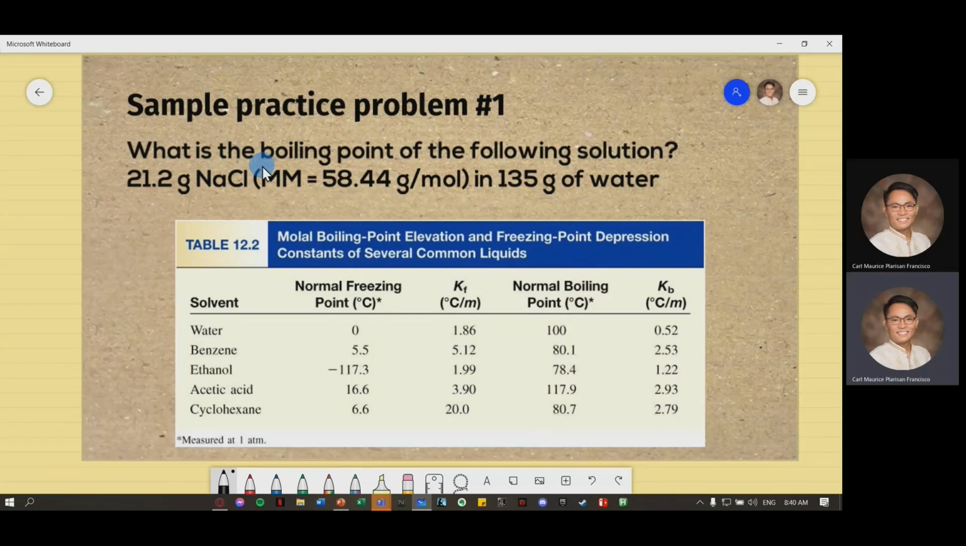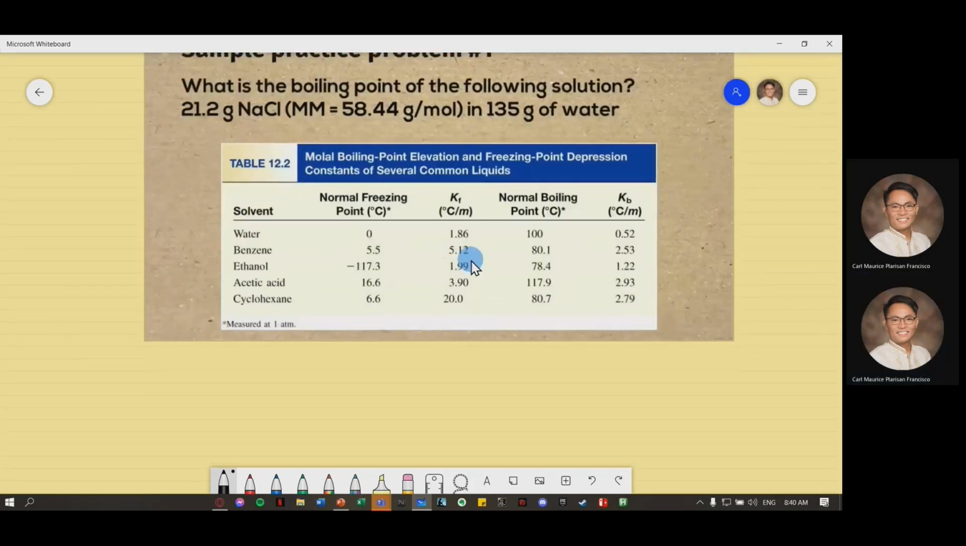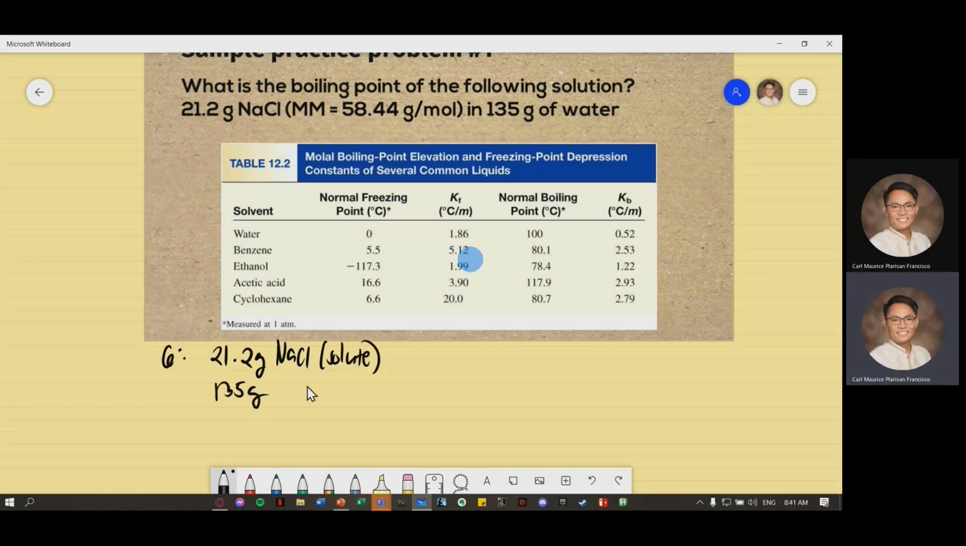What is the boiling point of the following solution? 21.2 grams sodium chloride with a molar mass 58.44 gram per mole in 135 gram of water. Okay, so ang ating given is 21.2 grams of NaCl. This is your solute. And then you have your 125 grams of water. This is your solvent.